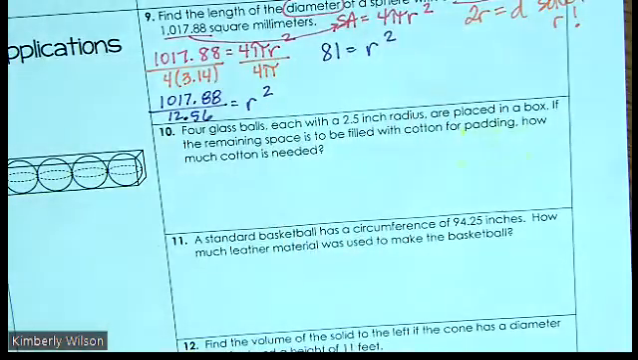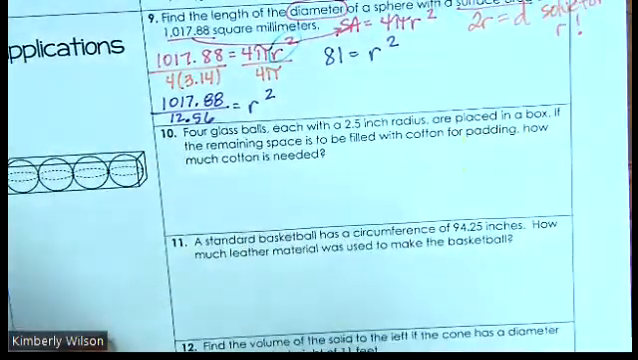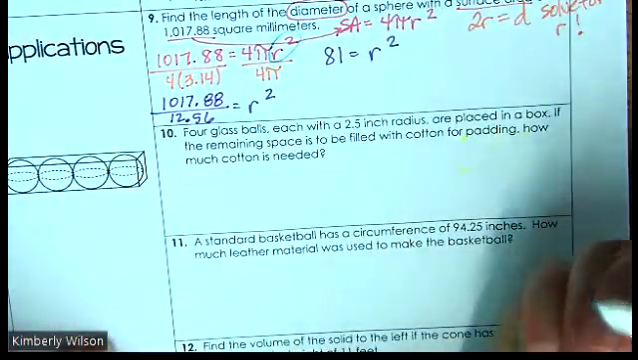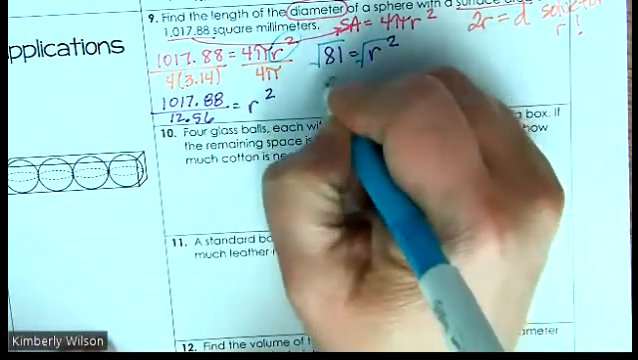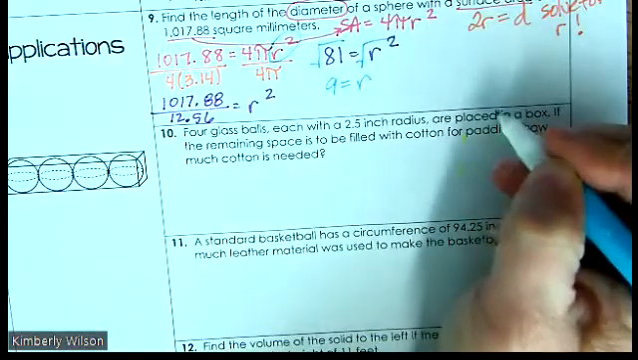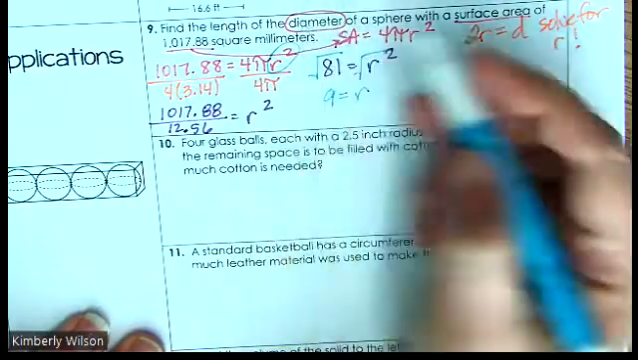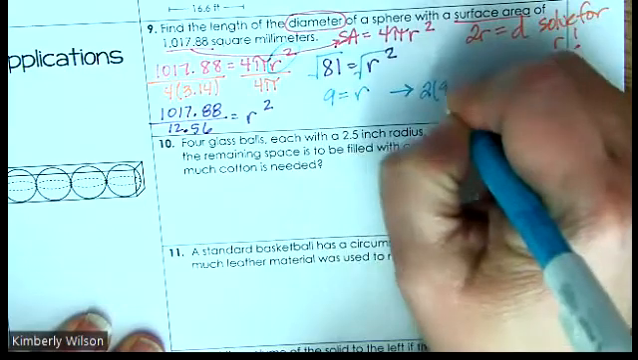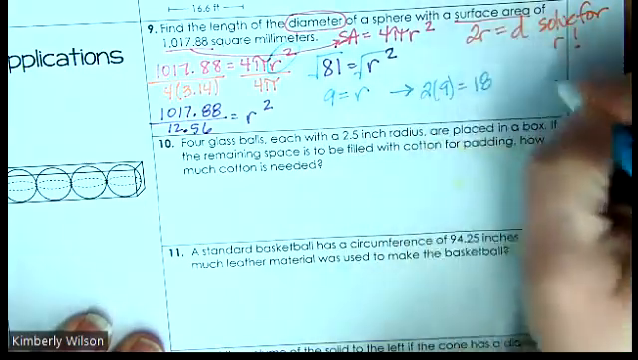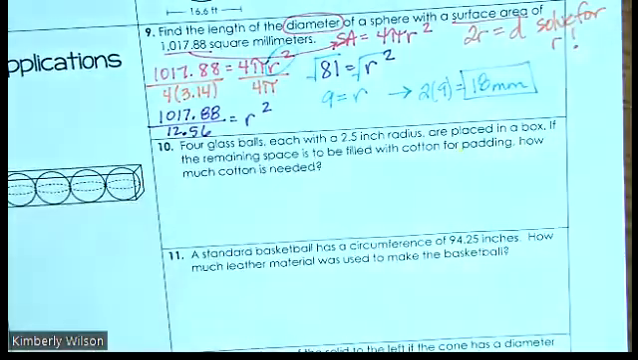Well, r is not by itself yet. In order to get rid of the squared, and remember that the squared is only on the r, it's not on the pi. So I take the square root of both, and we end up with 9 equals r. That's an answer, but it's not the answer I want because I want the diameter. So in order to find the diameter, I have to do 2 times 9, which gives me 18 millimeters. There's my answer.